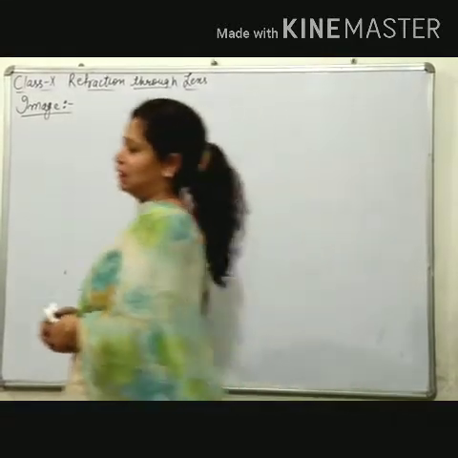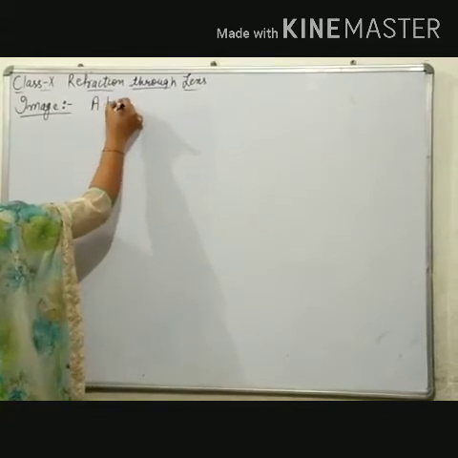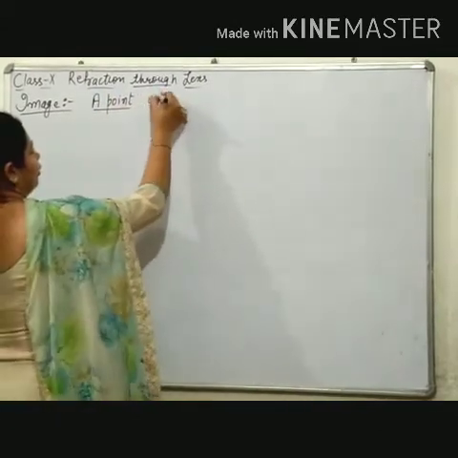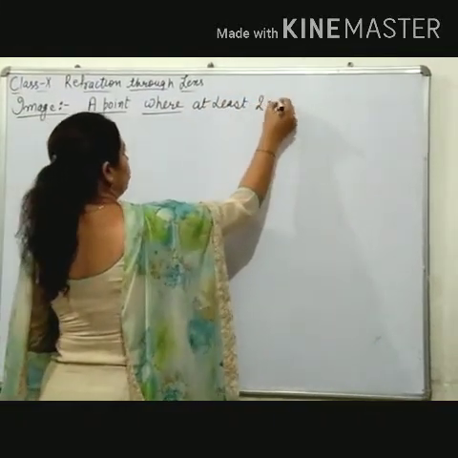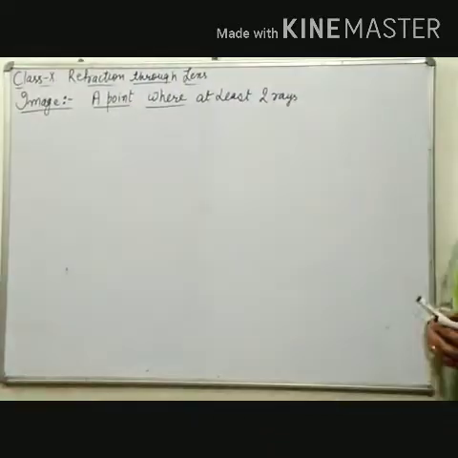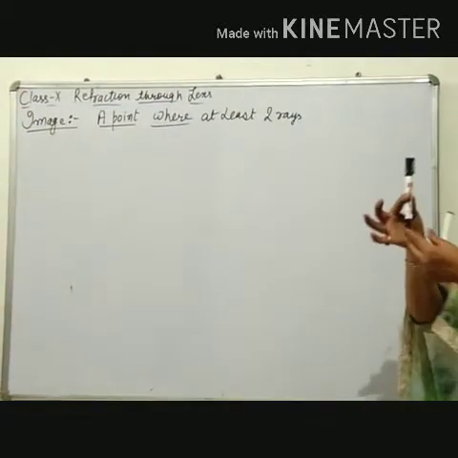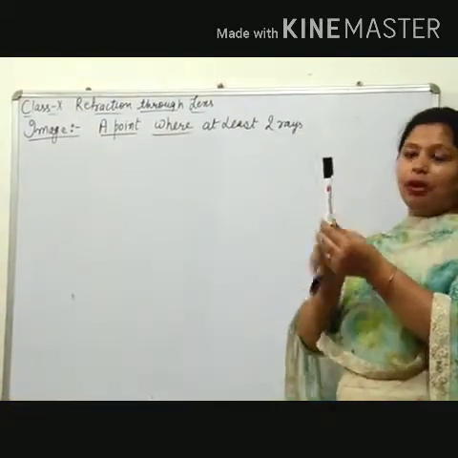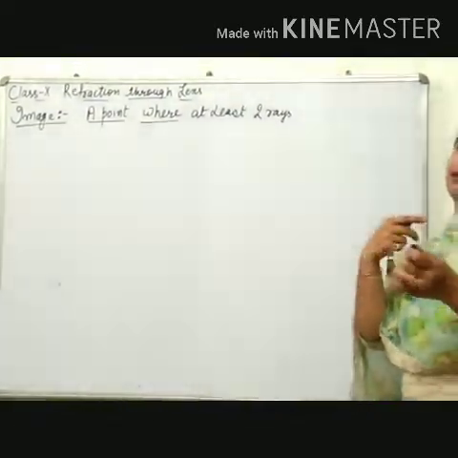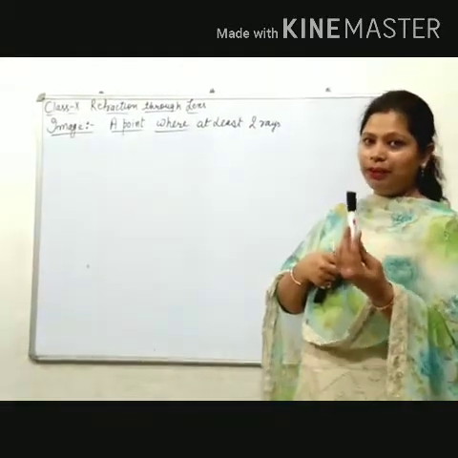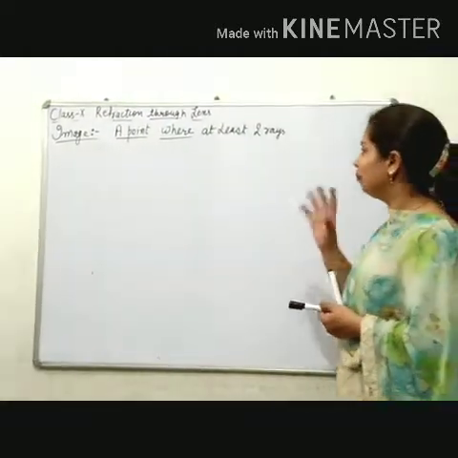So, what is image? Image is a point where at least two rays meet. It means we can see the image of this pen when light rays fall on it. All these light rays, after passing through the body, enter our eyes, and the image is formed. I want to teach you that image is formed when all the light rays meet at a point.